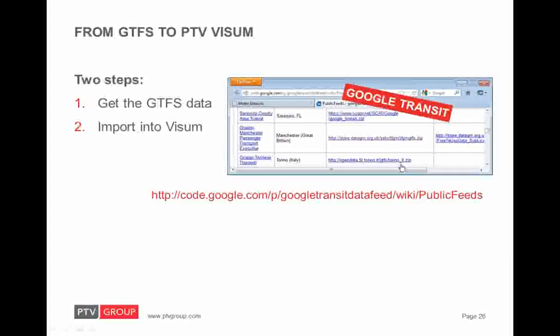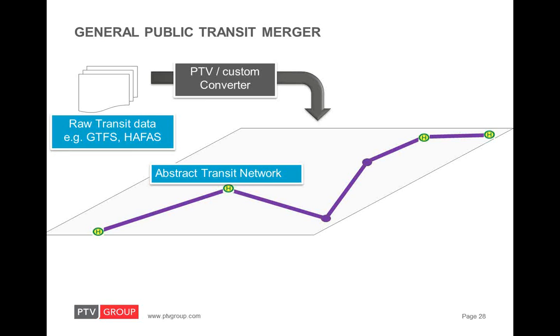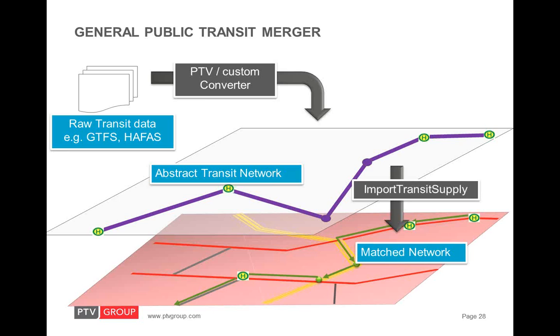This is why we look in the next step into merging the private and the public transport networks. So the goal is we have some raw data from public transport, for example, as we have it in our example from the Google Transit feed, and on the other hand, we have a detailed network for the private transport. Now the goal is to merge these two networks.